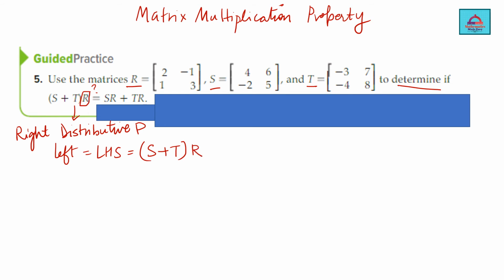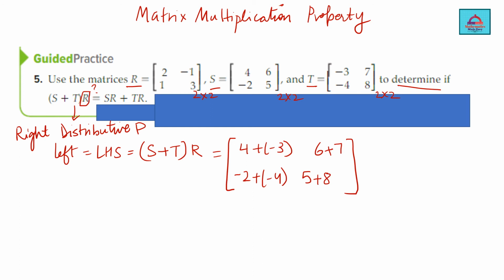So we are going to first add S with T. All of these are square matrices, so there's no problem with the order, whether we are going to multiply or add, both are going to be correct. So let's add S and T matrix first. So it will be corresponding addition, S plus T, and then 6 plus 7. Here negative 2 plus negative 4, 5 plus 8. This is the addition, and to this result you are multiplying this matrix R. So this is what we are going to be doing.